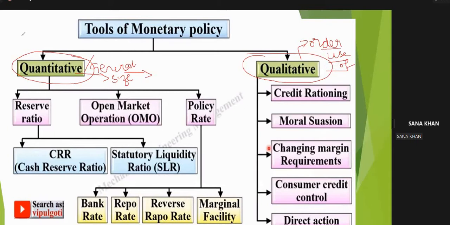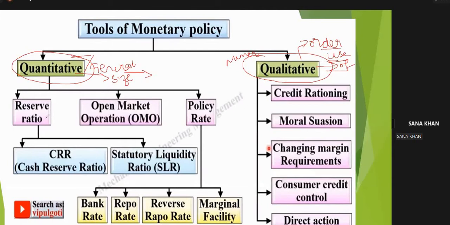That is more qualitative. Quantitative you can get everything in numbers, numerically you can have the quantitative figures, but qualitative is just the use. You can't present it in numerical form. That is qualitative. As you all know, there are different quantitative measures.